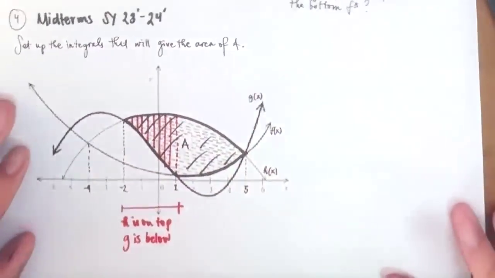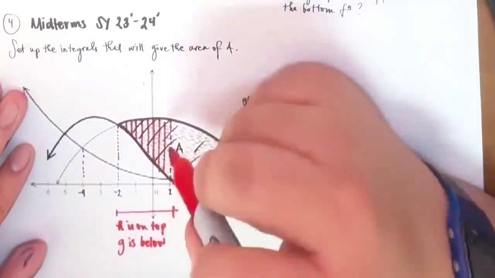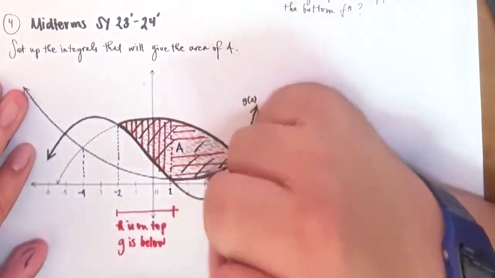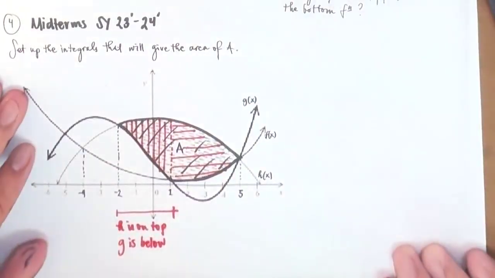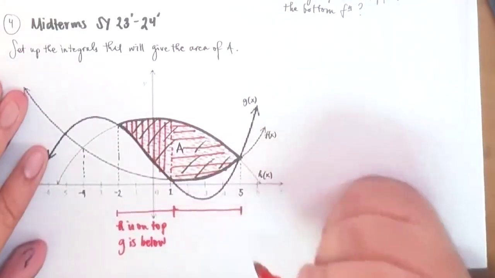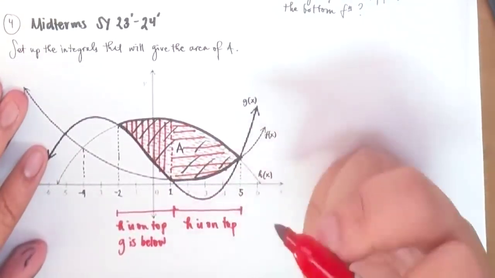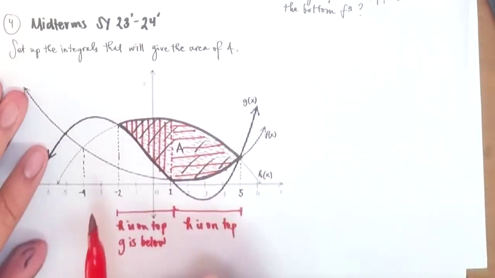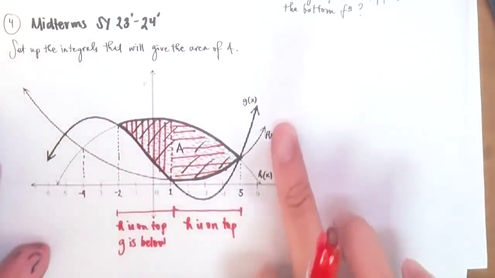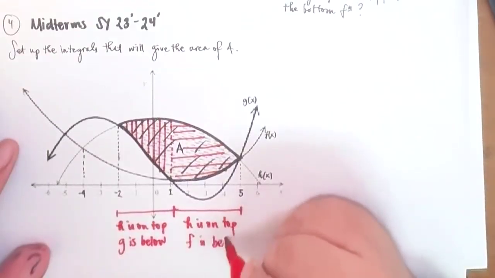Okay. Then from this to here, okay, from 1 to 5, what do we have? H is still on top, but what is now at the bottom? Notice it's f. F is now at the bottom. F is below.